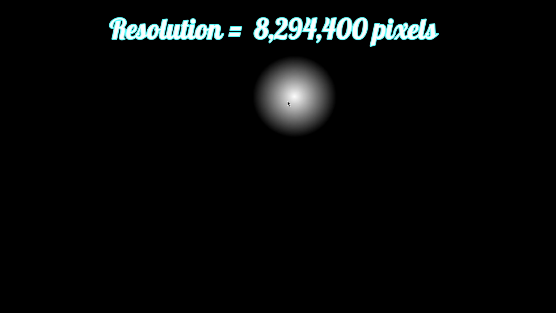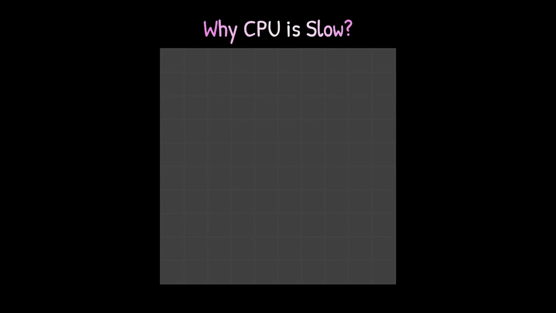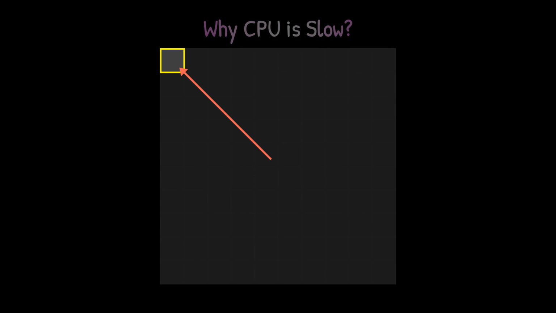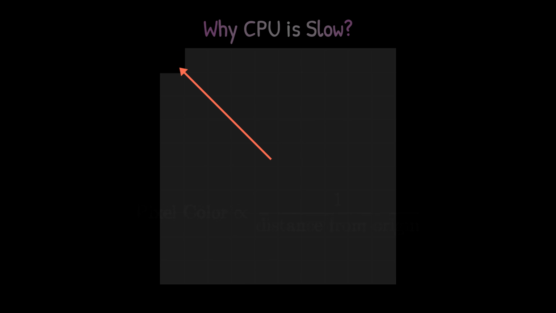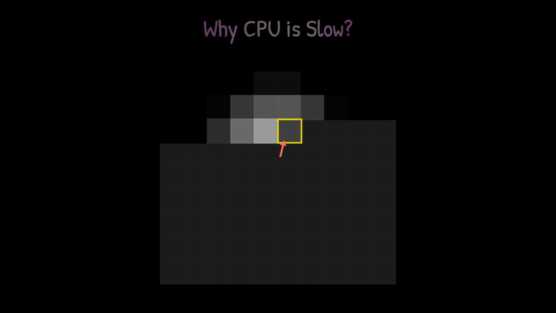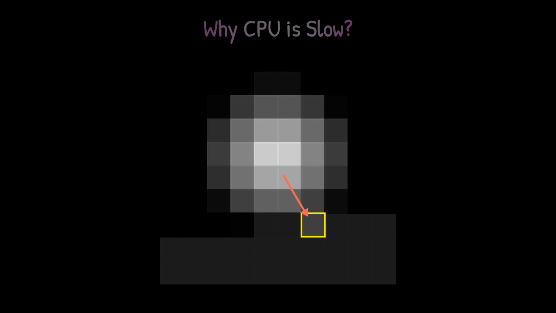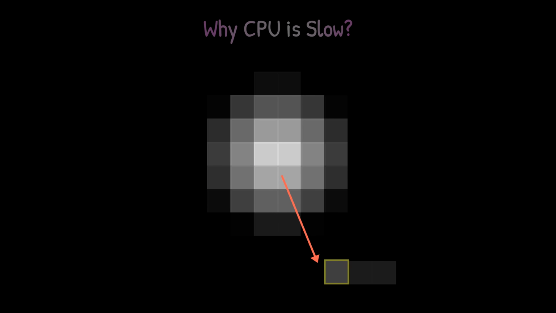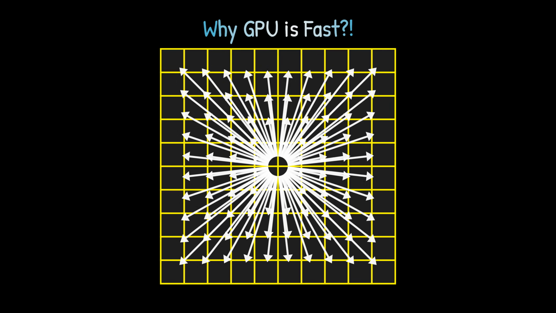But why is the CPU worse than the GPU? Well, this massive difference is due to how both of them handle pixel processing. A CPU iterates over each pixel one by one sequentially, computing every pixel. In contrast, a GPU processes all the pixels simultaneously, computing in parallel.